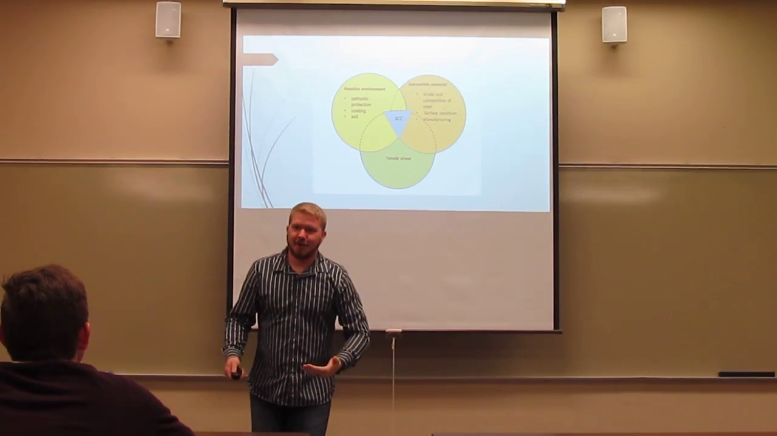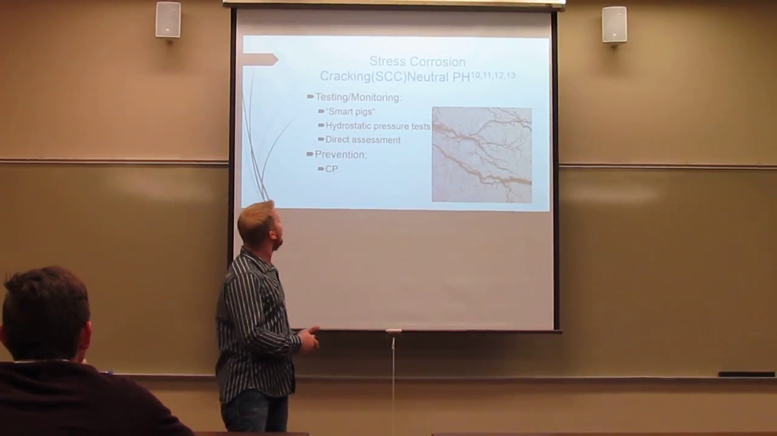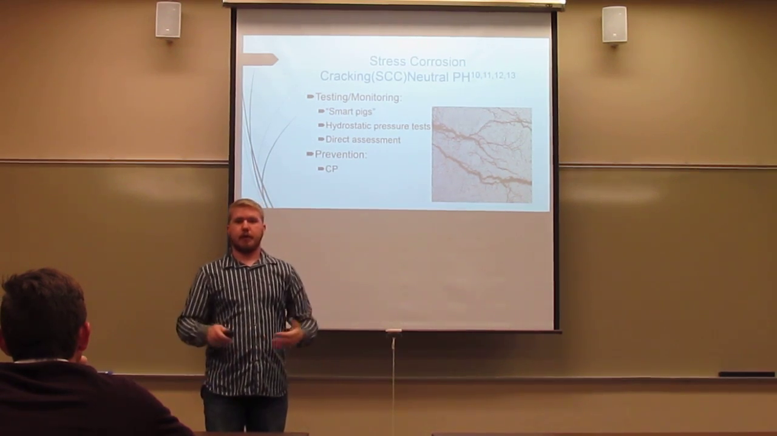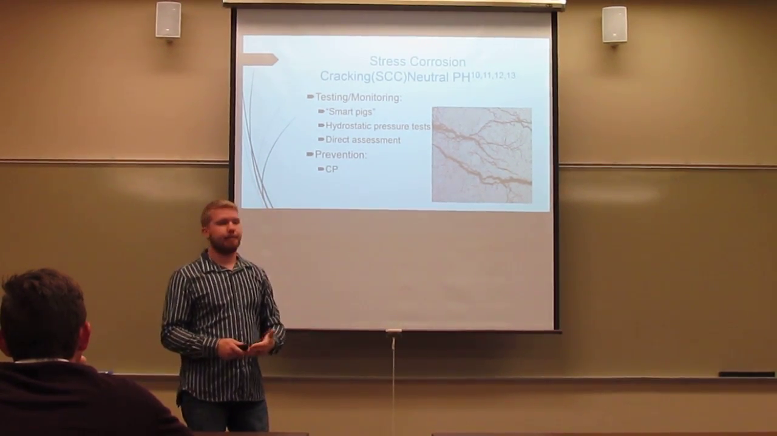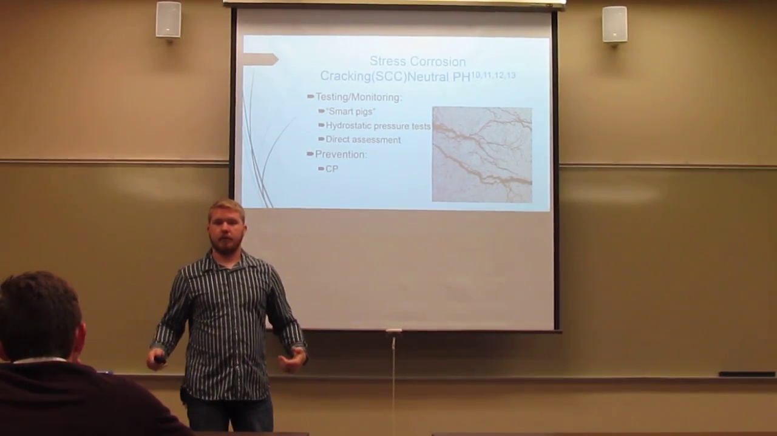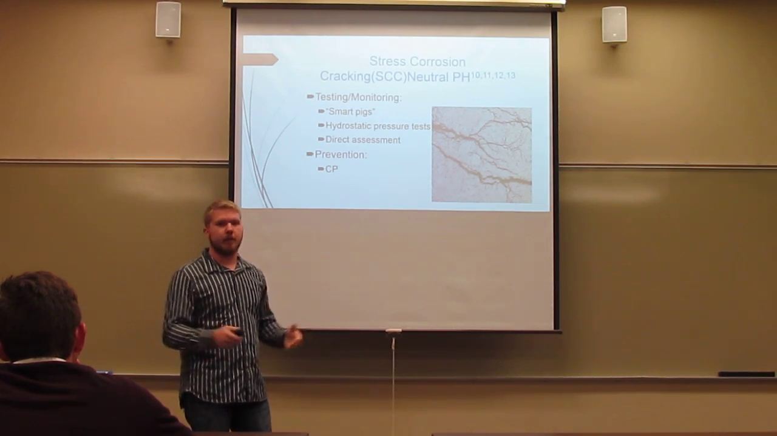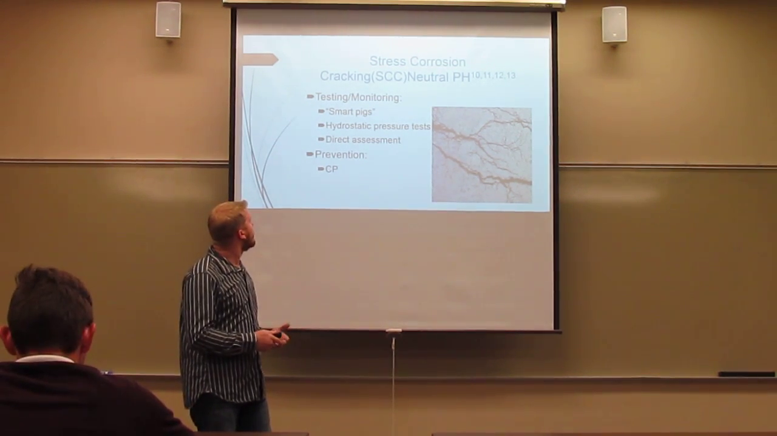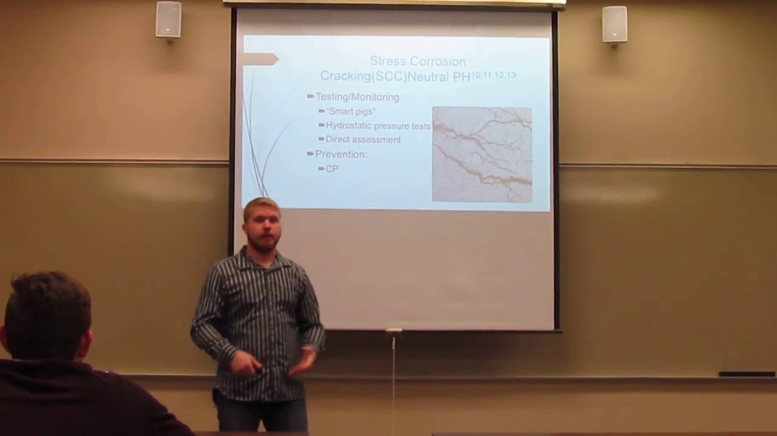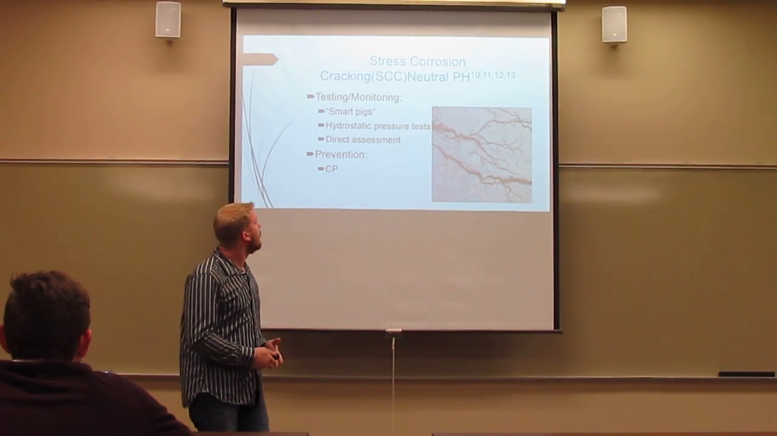And this is going to look really familiar to you guys with high pH. So testing and monitoring, you can use smart pigs, which you guys know you can go and check the internals of the pipe. So indirect assessment. You have hydrostatic pressure test. We're going to load up the line with water and pull up the pressure and check your cracks. And then you have direct assessment, so bell hole examinations and things like that, where you can get in and actually look at it. Prevention for it is going to be CP.